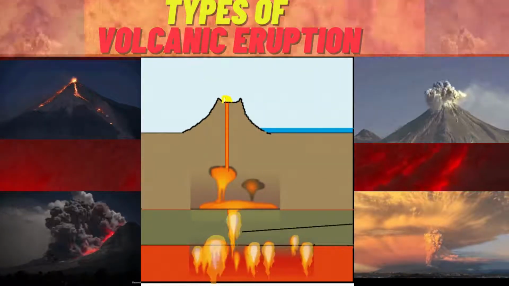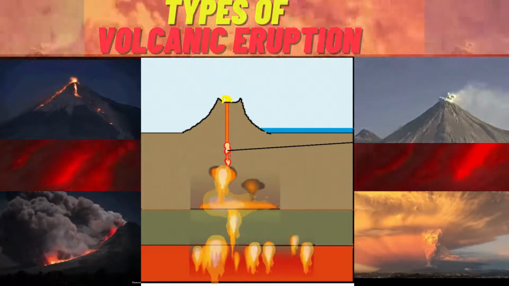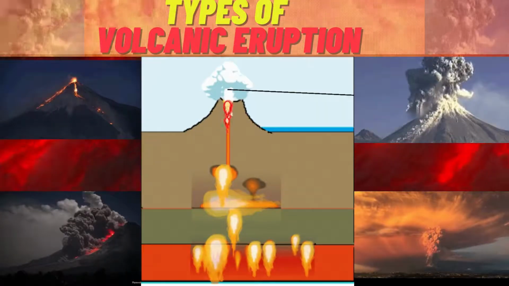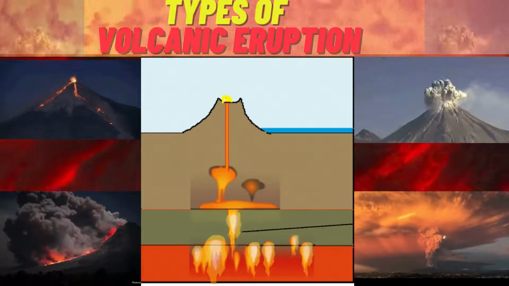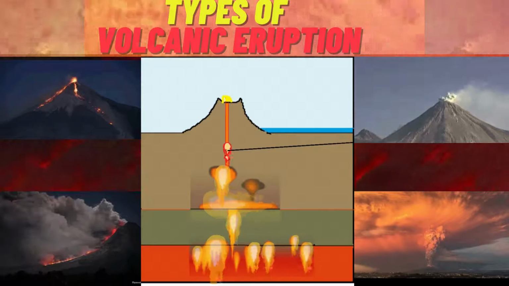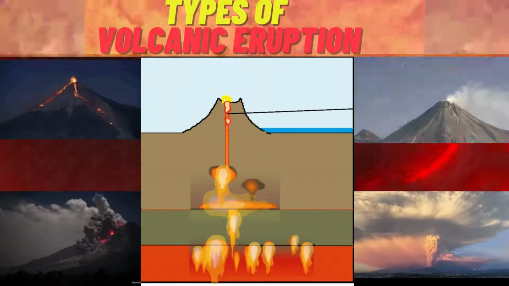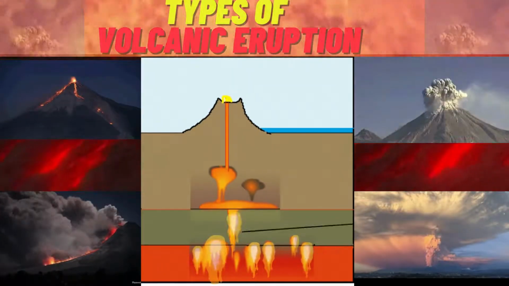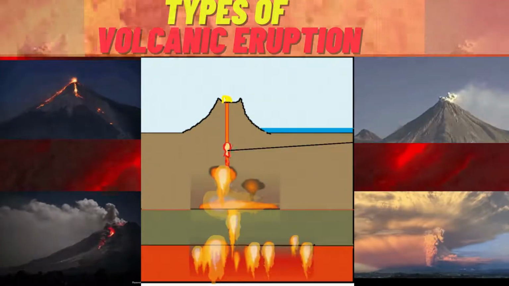In this video, we will be examining the main types of volcanic eruptions. A volcanic eruption occurs when magma formed inside the Earth's interior is ejected onto the Earth's surface.